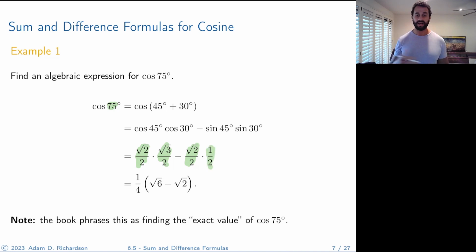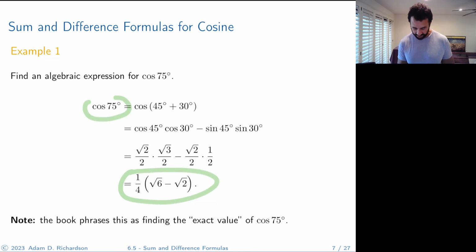And then now everything is algebraic, there's no more trigonometric function involved, and you can just simplify things. There we go. So what we just showed is that cosine of 75 degrees is equal to 1/4 of root 6 minus root 2, which is cool. So now we have an algebraic version of this value.